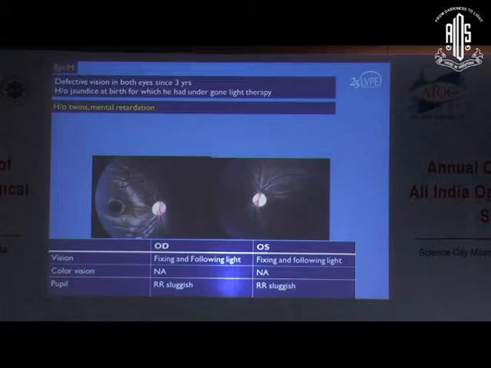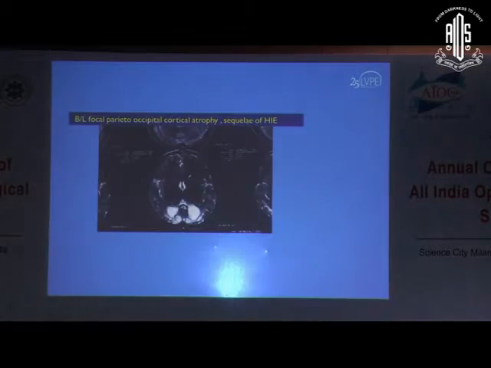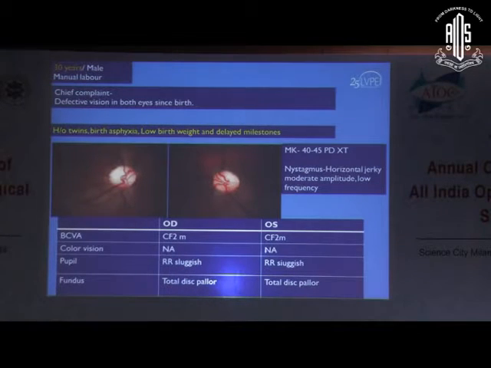If you look at the fundus photograph, there is a diffuse disc pallor. It's sometimes very difficult to distinguish whether it is glaucomatous or non-glaucomatous. The child has fixing and following of light, and there was a sluggish pupillary response in both eyes. What we found on neuroimaging was focal parieto-occipital cortical atrophy, which was suggestive of the sequel of hypoxic ischemic encephalopathy.